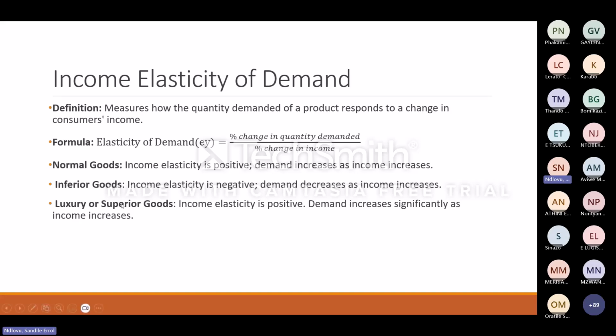But if a person's income suddenly decreases, then they'll start spending more on cheaper goods because now they have a tighter budget or less money. So they start buying cheaper goods or inferior goods because they are trying to survive.